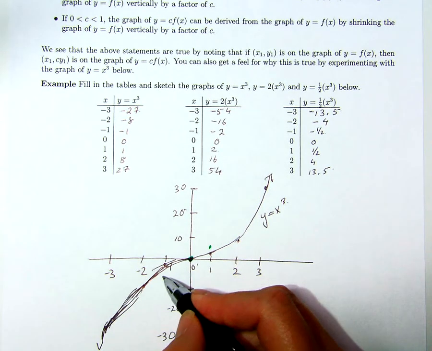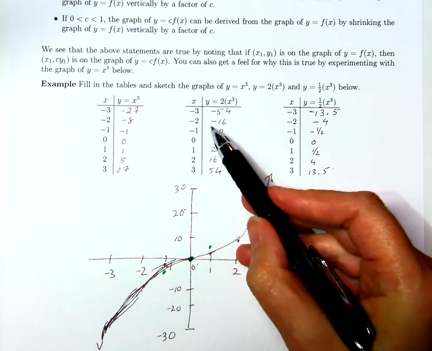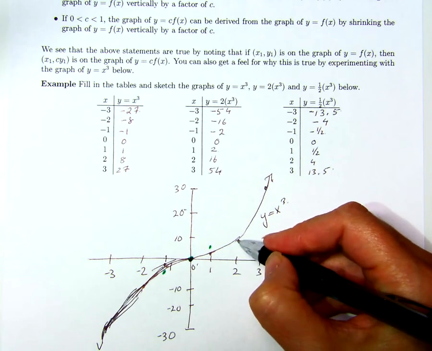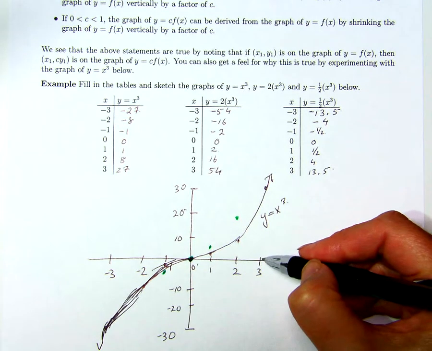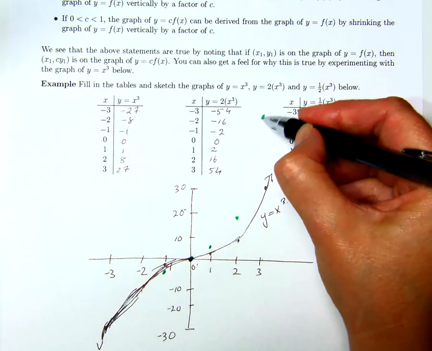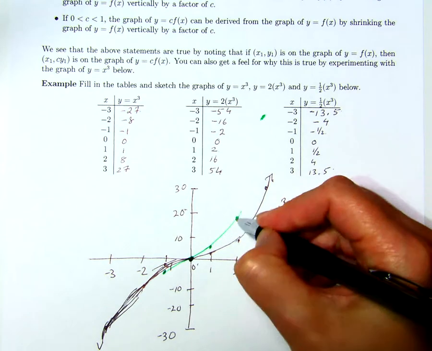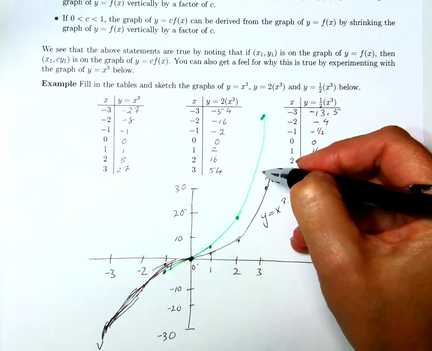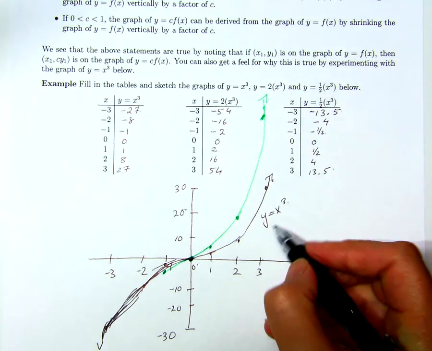And minus 1, minus 2 is on the graph. And for x equals 2, the distance from the origin gets multiplied by 2, so it now becomes 16. And when x is 3, the distance from the origin gets multiplied by 2, so it's way up here at 54. So this graph looks like this. Every point on the graph is twice the distance from the x-axis that the corresponding point on the graph of y equals x cubed is.